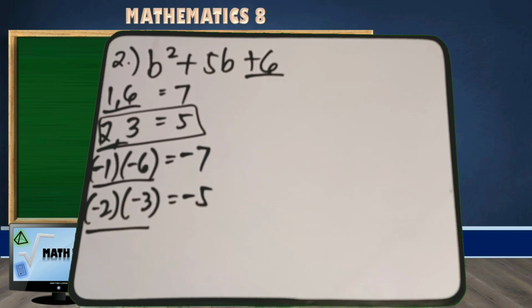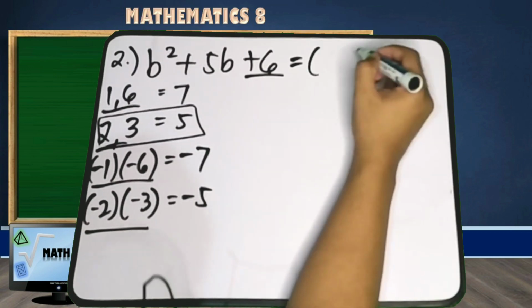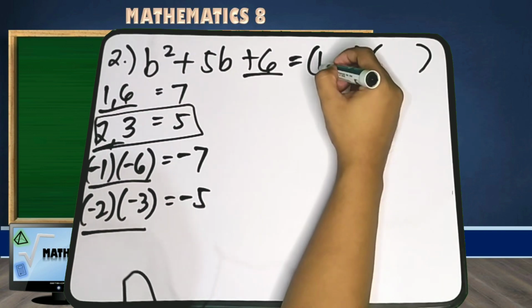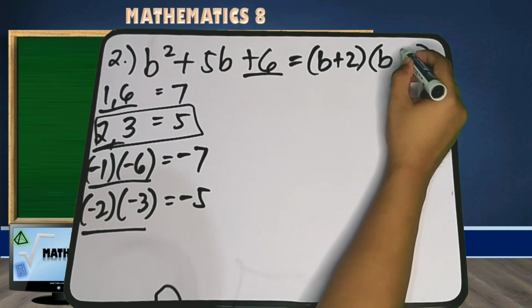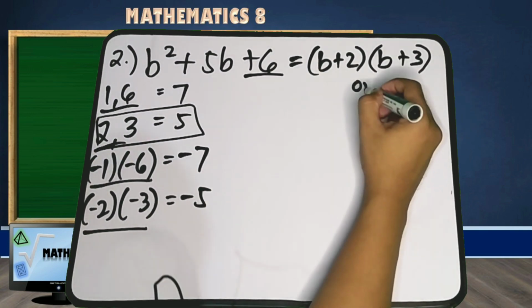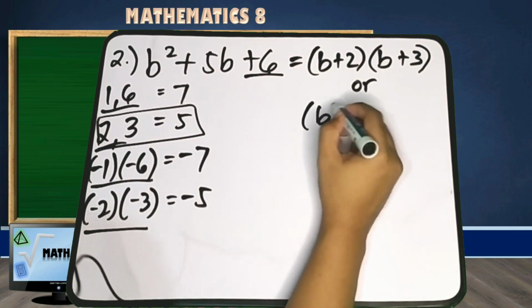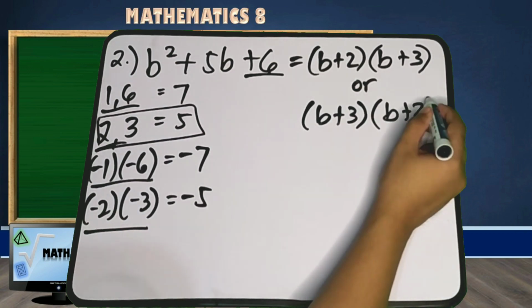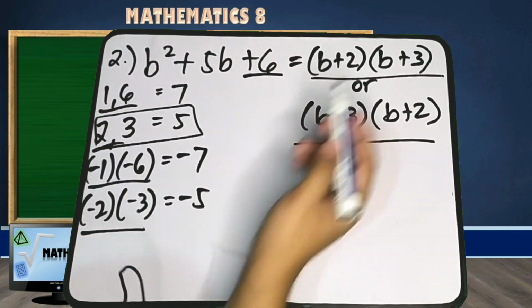So, now, isulat na ngayon natin siya as factor. So, ang factor ngayon ni b squared plus 5b plus 6 is b plus 2 times b plus 3. Or, pwede kasi silang magkapalit, commutative property. So, b plus 3 times b plus 2. So, here are the answer.